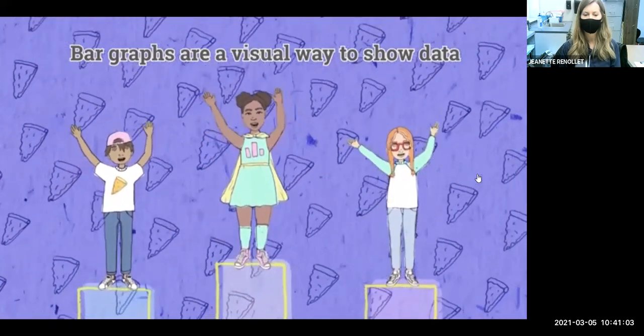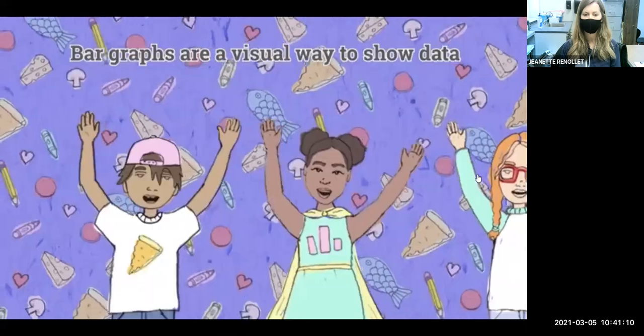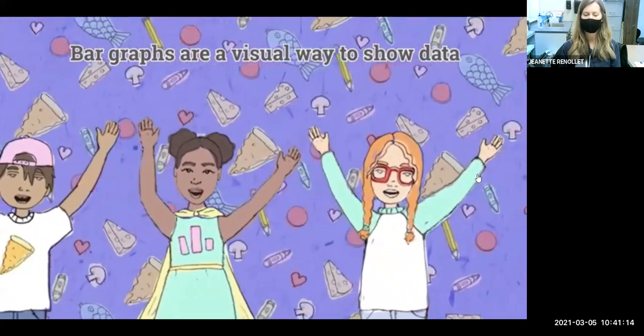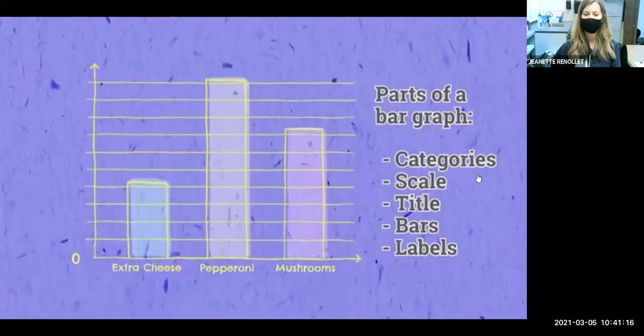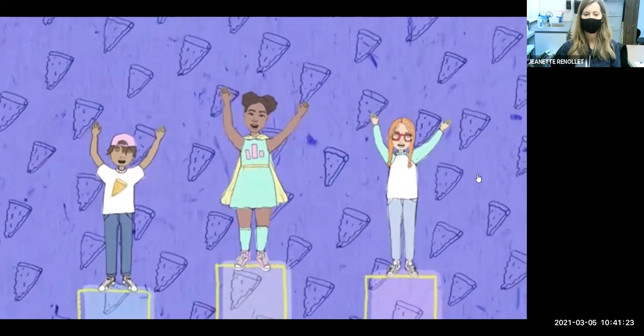Parts of a bar graph: categories, scale, title, bars, and the labels. Bar graphs are a visual way to show data. Parts of a bar graph: categories, scale, title, bars, and the labels. Bar graphs, don't sleep on.